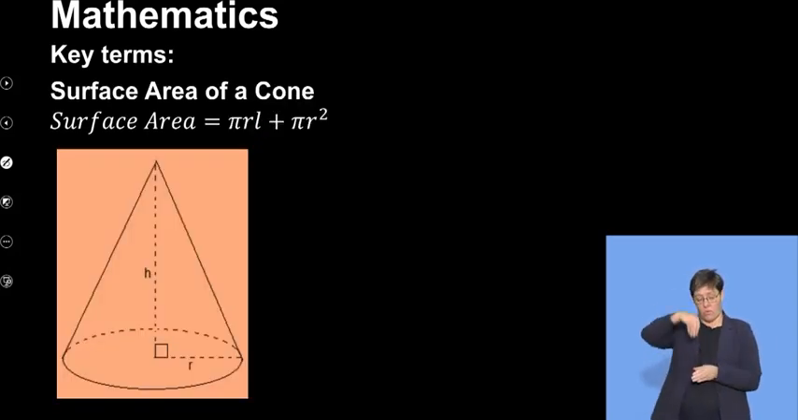Next, we are going to look at the surface area of a cone. The surface area of a cone is equal to pi r l plus pi r squared. And the length that this is referring to is the length of the side of the cone. So we'll be substituting in the radius that will be given, as well as the length of the cone, in order to determine the surface area of the cone.